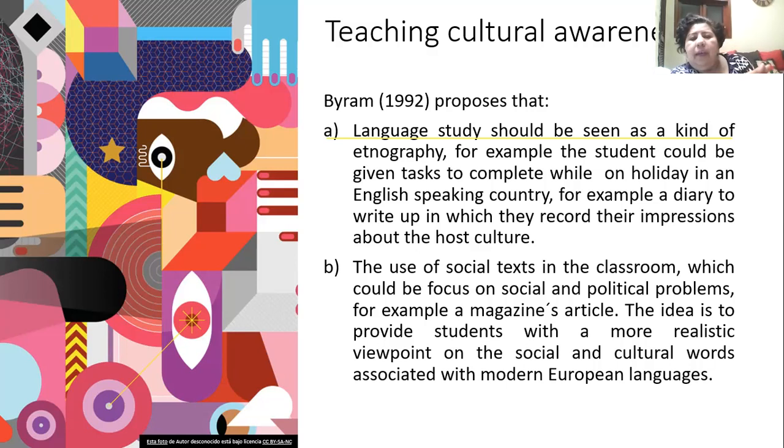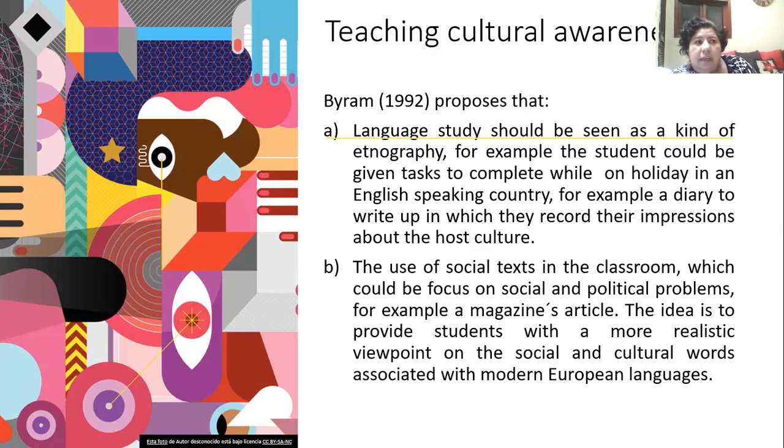Another element is the use of social text in the classroom, another strategy that Byram proposed. This could be focused on social and political problems, for example, a magazine article. The idea is to provide students with a more realistic viewpoint on the social and cultural worlds associated with modern European languages.